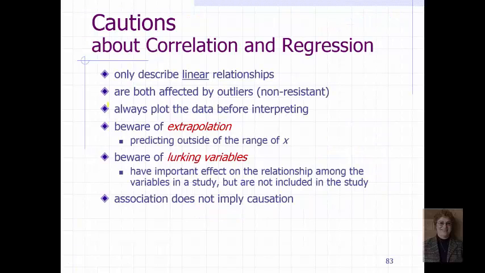Again, this only describes linear relationships. Both correlation and regression are affected by outliers, meaning they're non-resistant measures. You always want to plot before interpreting. We want to beware of extrapolation. That's when we predict outside of the range of X, and we've got an example here coming up in the next slides. Also, beware of lurking variables.